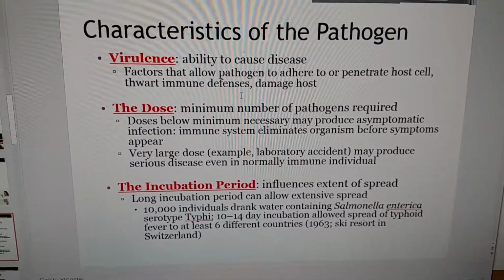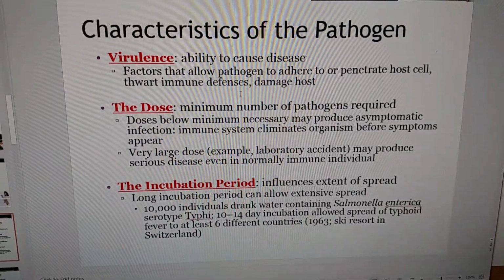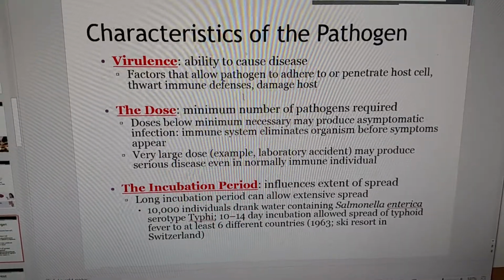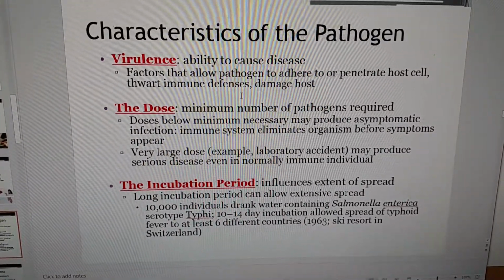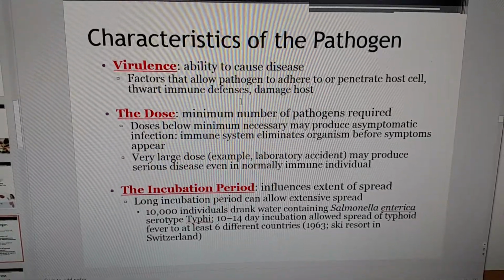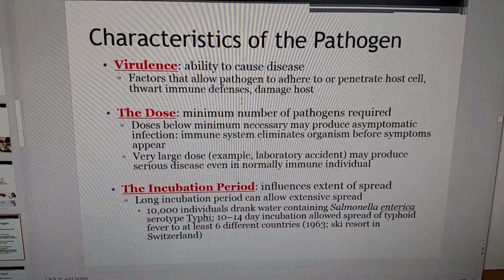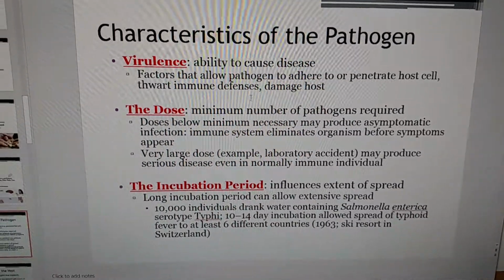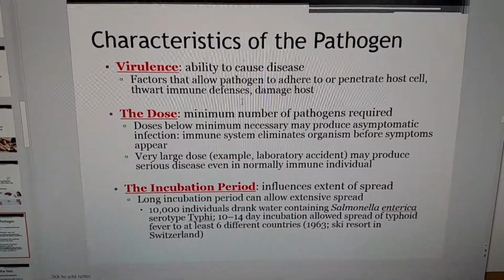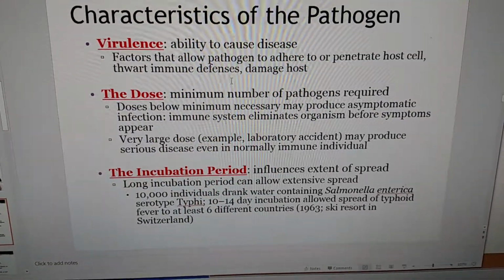Something else we look at are characteristics of the pathogen. What's its virulence? What is the ability it has to cause disease? How good is it at adhering or penetrating the host cell, thwarting immune defenses, damaging the host? Does it have fimbriae? Does it have a capsule, etc.? What's the dose? This is the minimum number of pathogens required to cause an infection.